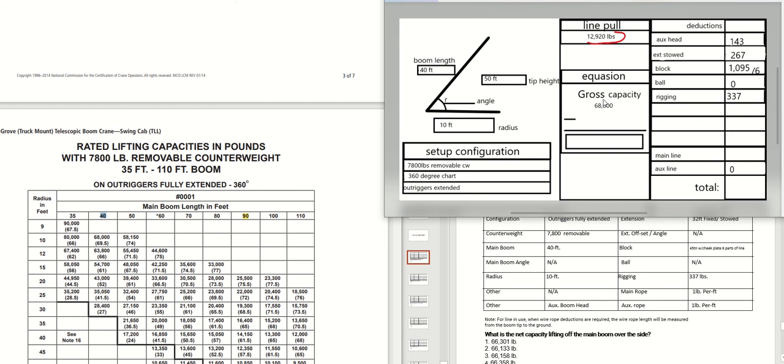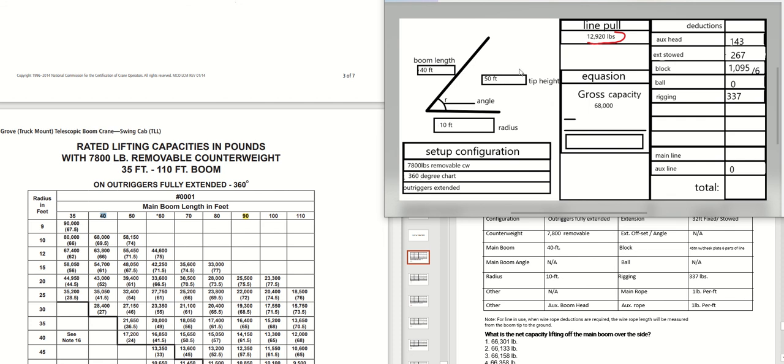That would be 100 pounds. And then say we needed 4 parts of line and we had 7. That would be 50 times 3. Because each part of line is good to pick up 12,920. And it's doubled when you need 2 parts of line, tripled when you need 3 parts of line. You're just adding 12,920 each time you add a part of line. That's going to be your capacity to lift with.